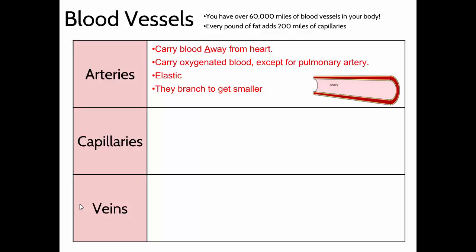So arteries leave your heart, go to all the various parts of your body. They branch off. They get smaller and smaller and smaller until they're really, really small. We call them capillaries once they get that small.